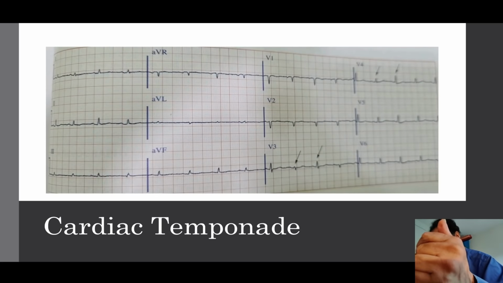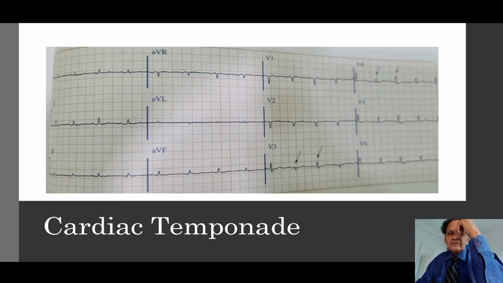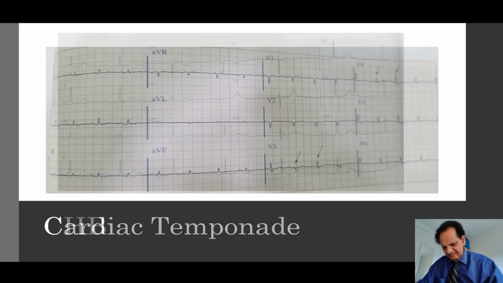A cardiac tamponade picture. Such a low voltage, very good ECG that way, and electrical alternans here. So a good one to see: such a low voltage that is less than 5 millimeter in the limb leads and less than 10 millimeter in precordial leads. So good one. Low voltage with electrical alternans: tamponade.